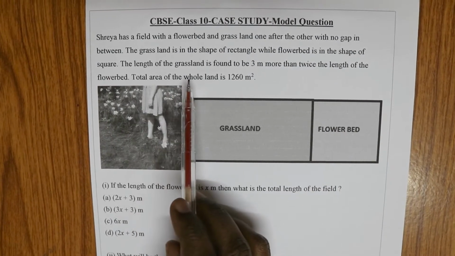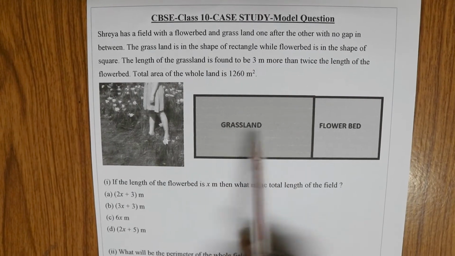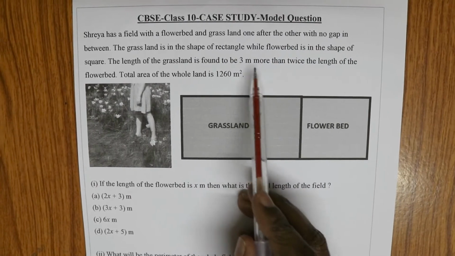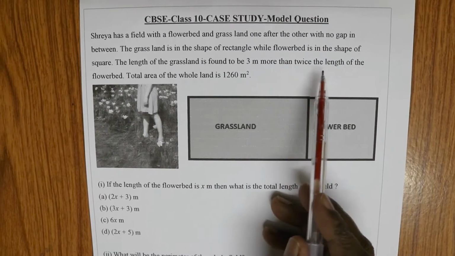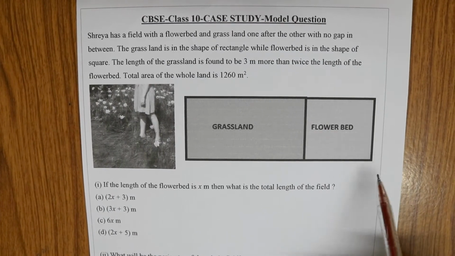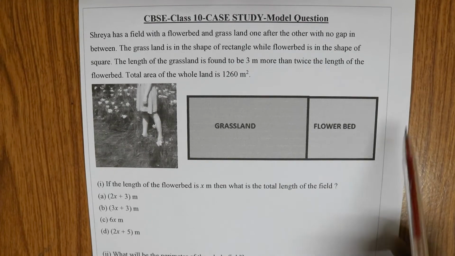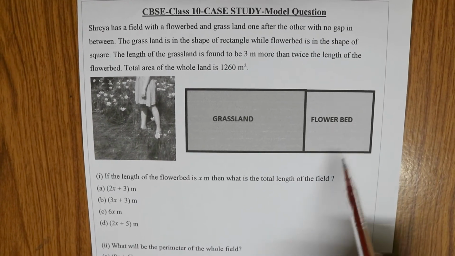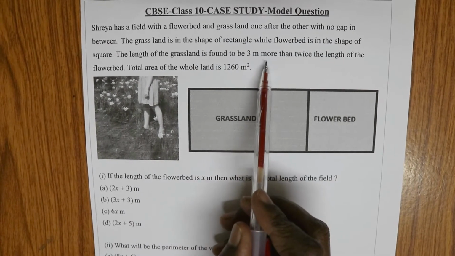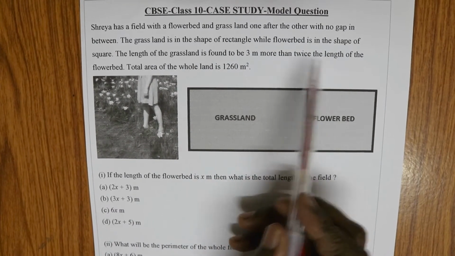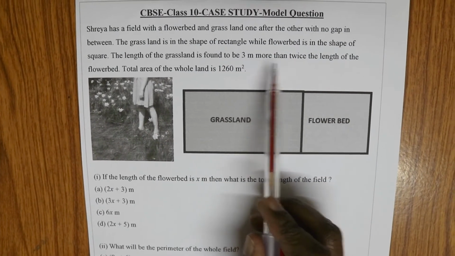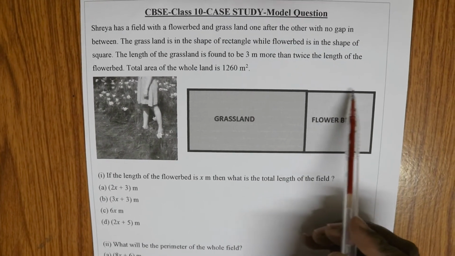The length of the grassland is found to be 3 meters more than twice the length of the flower bed. The flower bed is a square, so all the sides are going to be equal here. When they talk about the length of the grassland, it is 3 meters more than twice the length of the flower bed, so whatever is the measure of the flower bed side, you have to take 2 times that and add 3 more.